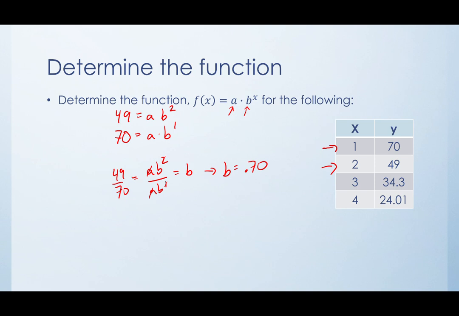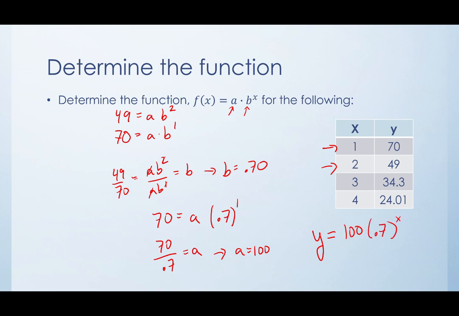And then we can pick any of the points to plug in and solve for A, but I'm going to use the 70 equals A times 0.7 to the 1. And so we can say 70 over 0.7 is equal to A, and that's going to make A equal to 100. So A is equal to 100. So our function is going to be 100 times 0.7 to the x.